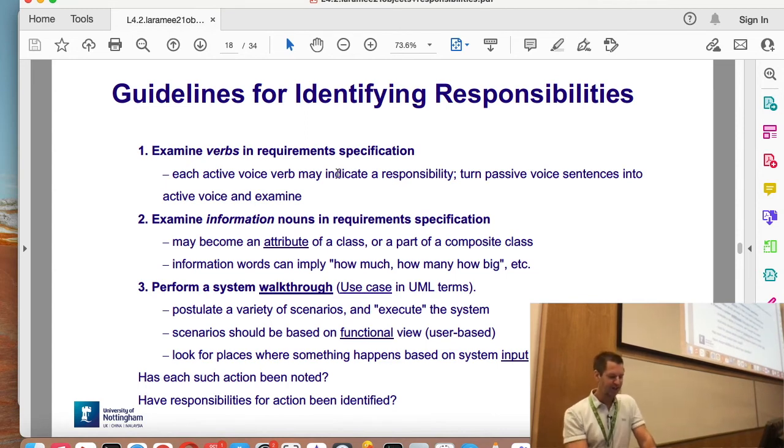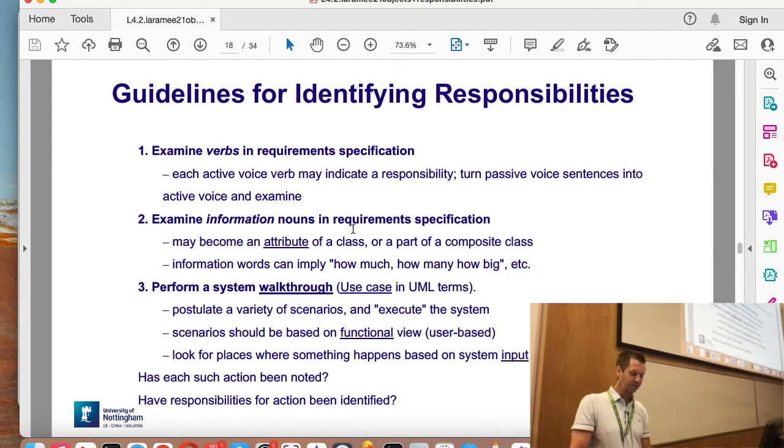Examine information nouns in a requirement specification. These could become a data variable in a class somewhere that we try to find. Information words can imply how much, how many, how big, those kinds of attributes, any kind of data attribute.